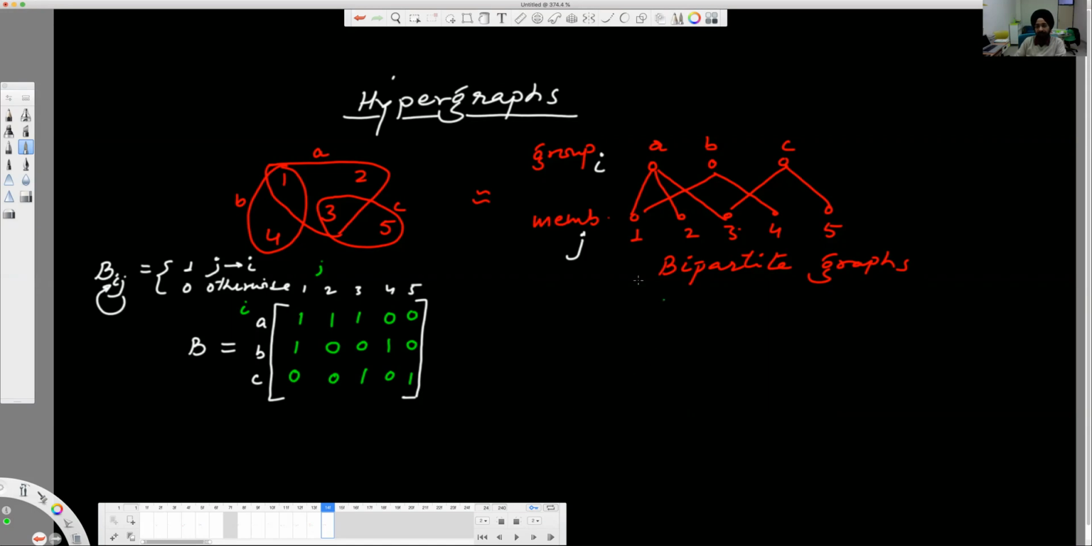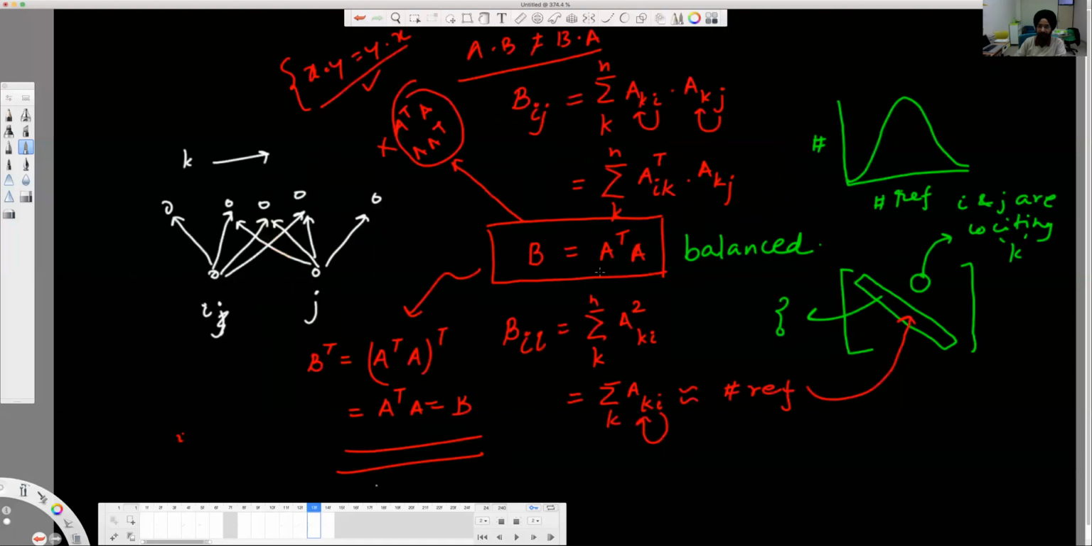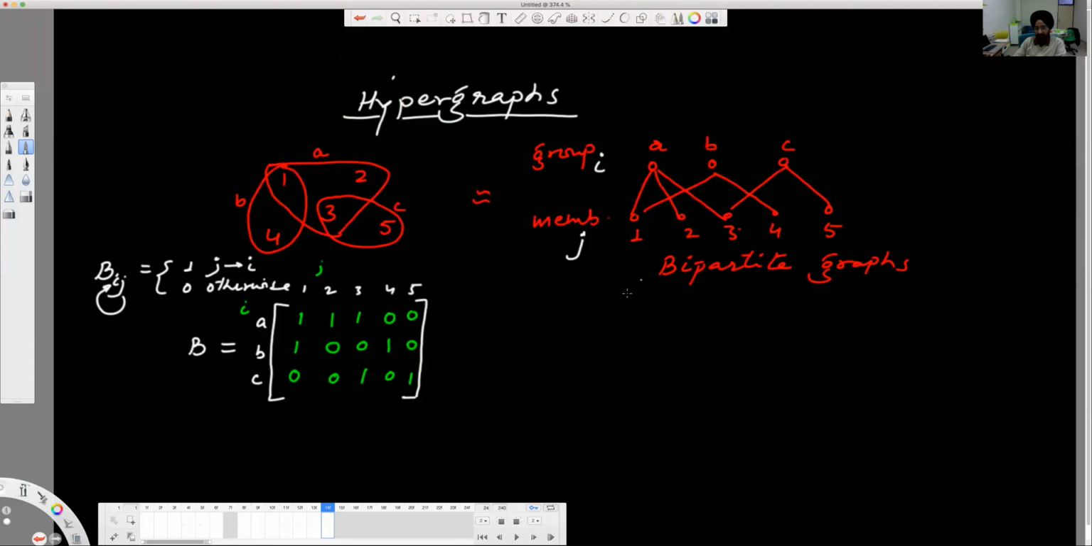So the trick is that we somehow convert this matrix into, again, somewhat similar to what we learned earlier, a symmetrical form, so that we work on the symmetrical matrix rather than this non-square, asymmetrical matrix. One of the ways we convert this into a symmetrical matrix is we have to get a projection. We need to project these two layers separately. So we will have two different networks, one for the groups, the other for the members.